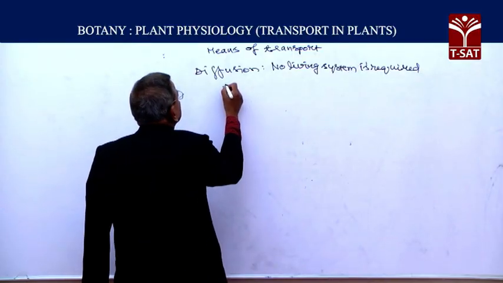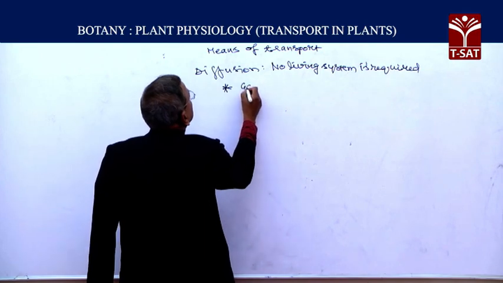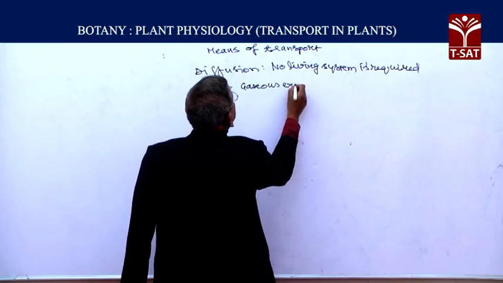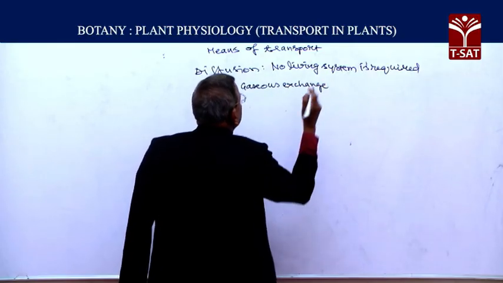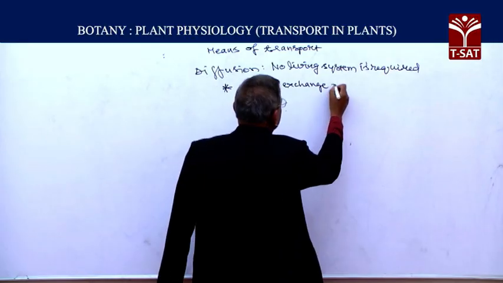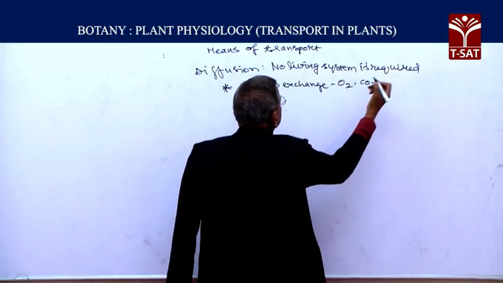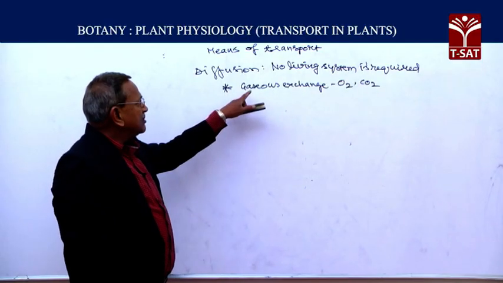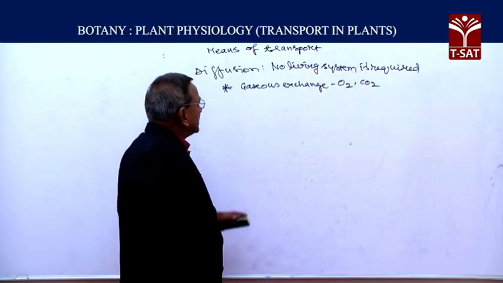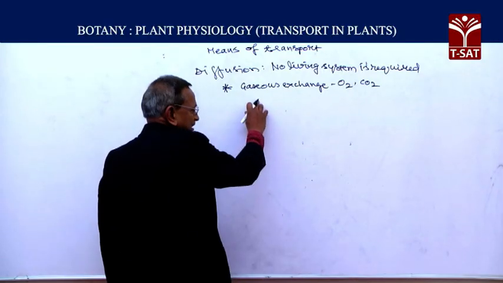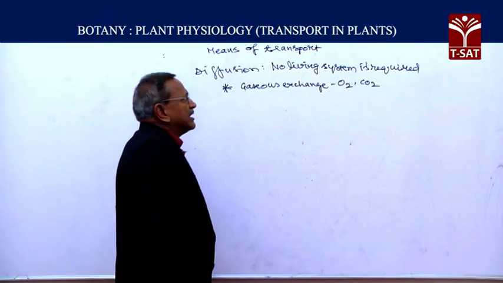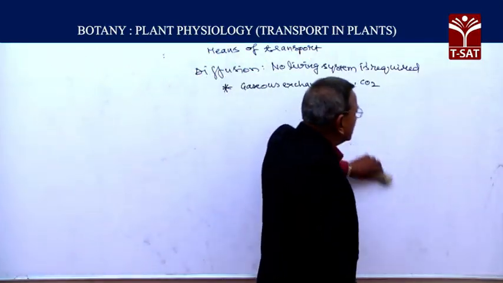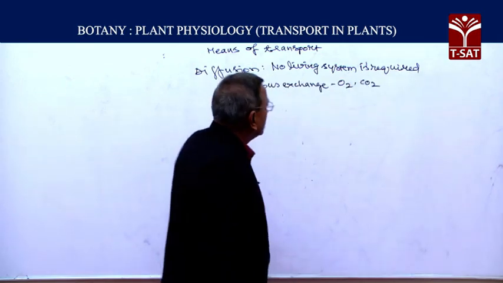And what is the importance of diffusion in plants? Gaseous exchange and distribution of CO2 and O2. O2 and CO2 movement in the plant body is only through diffusion. Without this, plants cannot survive. So diffusion is essential for gaseous exchange, and the oxygen required for respiration and the CO2 required in photosynthesis both move in the plant body through diffusion only.